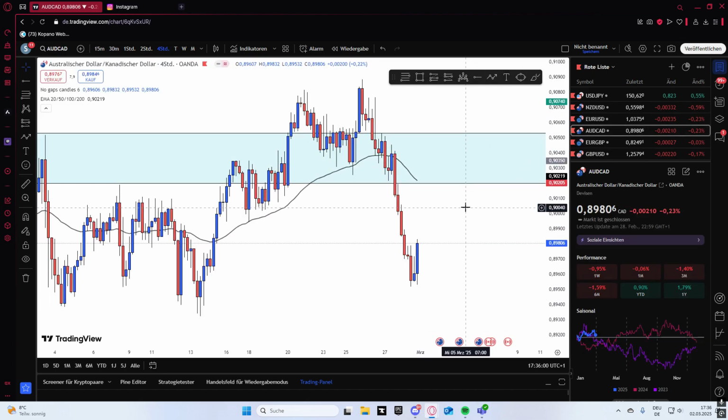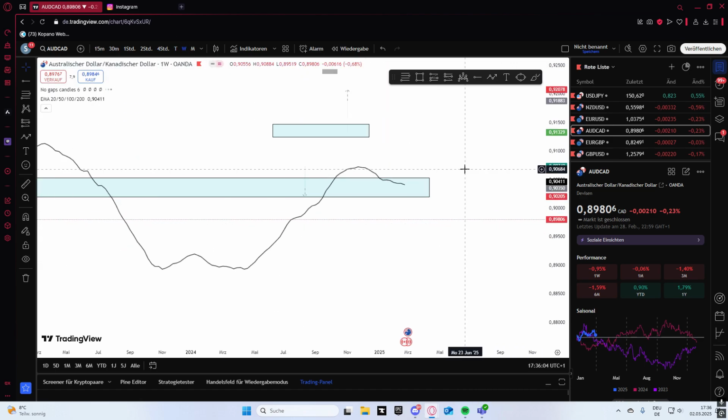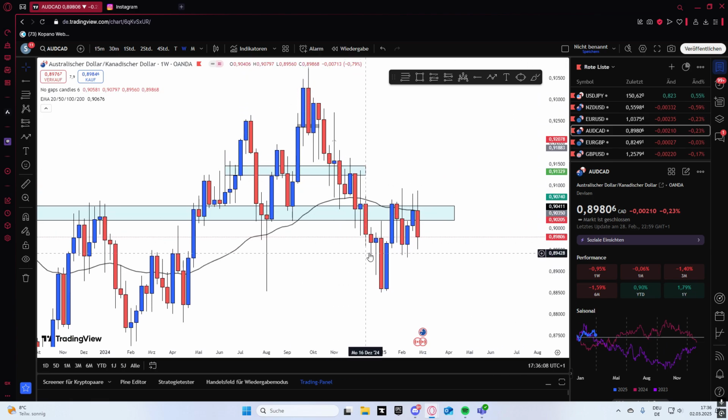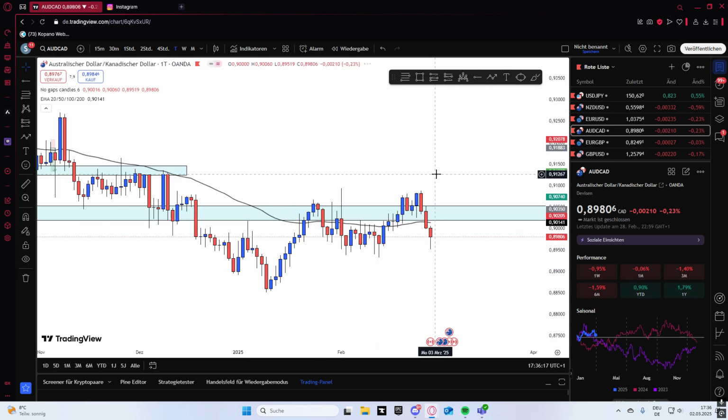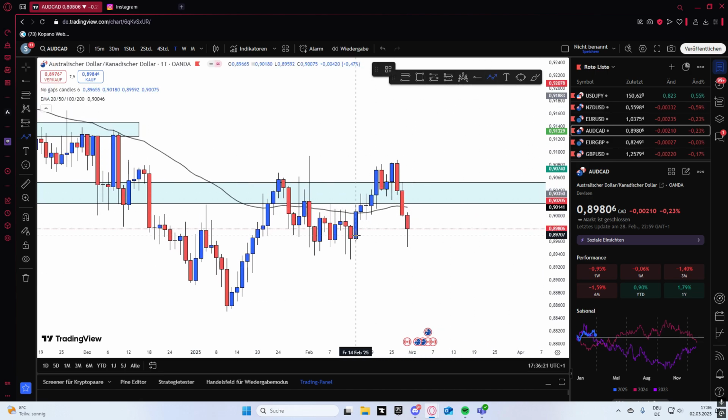My next pair is AUD CAD, which is pretty much the same. So we have the weekly bearish. We also have the weekly double top here, and we really nicely retested the weekly EMA. On the daily we also shifted bearish, so we were bullish here, and now we broke under the structure, so we are bearish now.